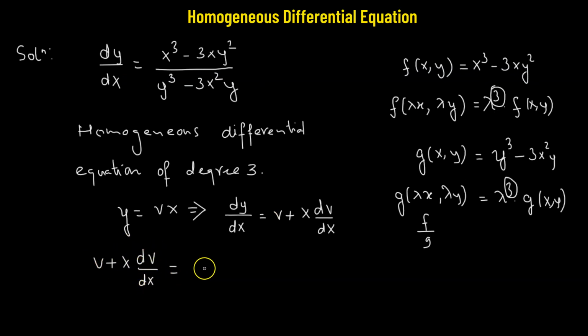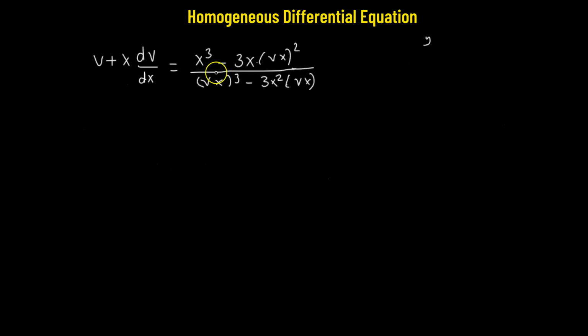equals x cubed minus 3x times, in place of y, (vx) squared, all divided by, in the denominator, y cubed, that will be (vx) whole cubed, minus 3x squared times y. So y will be v times x. What we can do is take x cubed as the common factor from both the numerator and the denominator, and this will reduce to the next step.